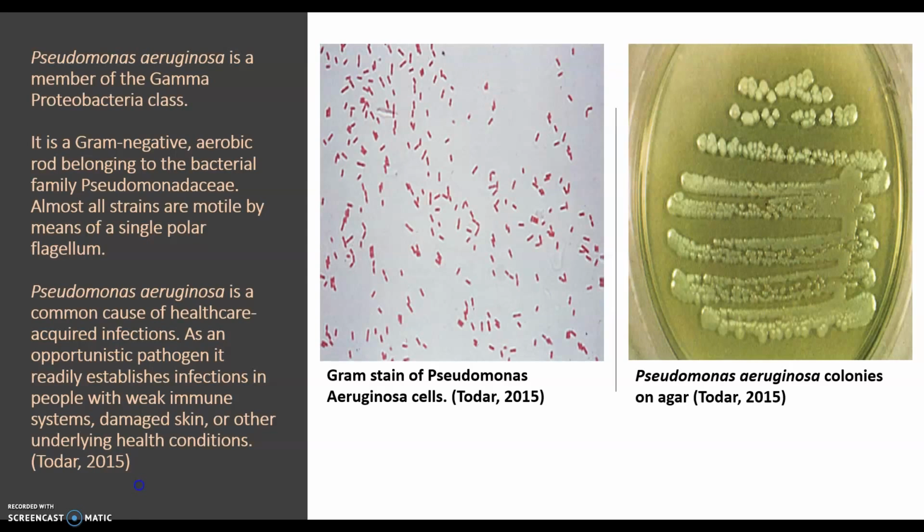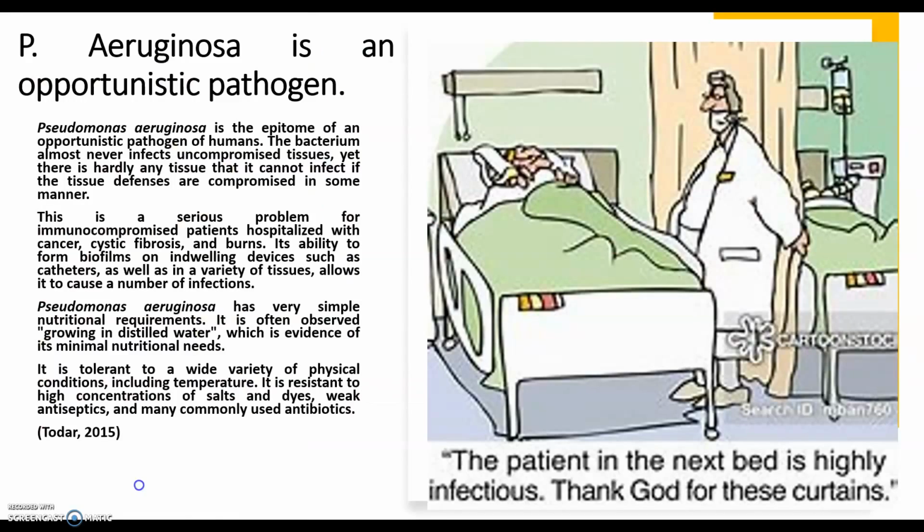As an opportunistic pathogen, it readily establishes infections in people with weak immune systems, damaged skin, or other underlying health conditions. P. aeruginosa is an opportunistic pathogen. It is the epitome of an opportunistic pathogen of humans. The bacterium almost never infects uncompromised tissues, yet there is hardly any tissue that it cannot infect if the tissue defenses are compromised in some manner. This is a serious problem for immunocompromised patients hospitalized with cancer, cystic fibrosis, and burns.